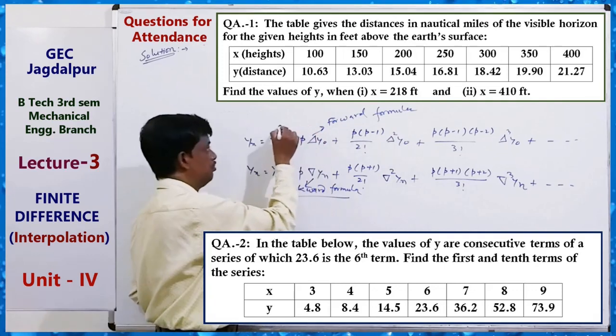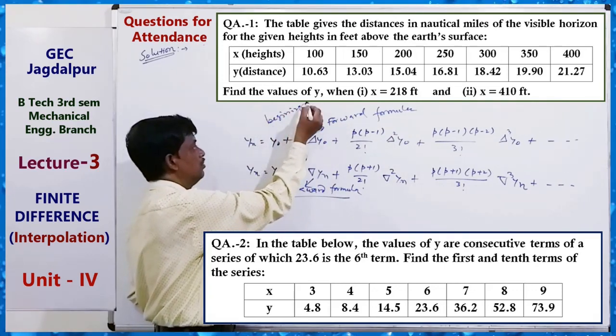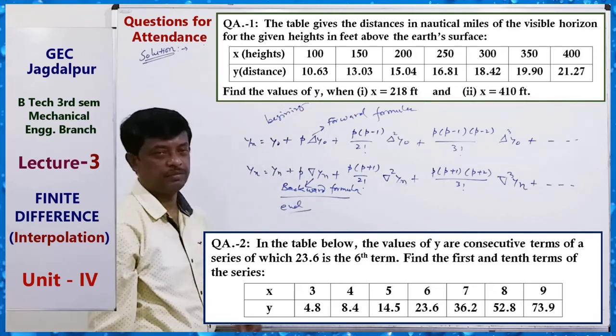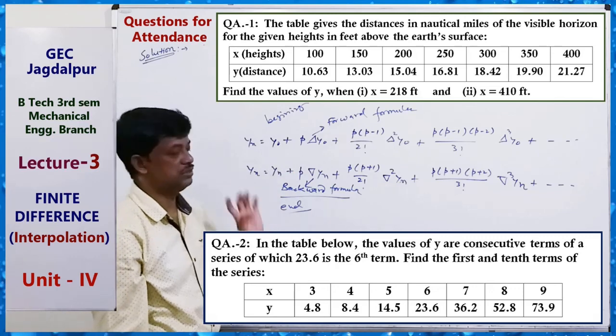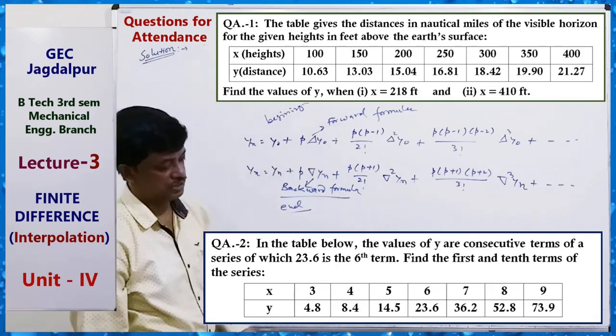Beginning of the table and end. For the beginning, use this. For the end, use this. Newton forward, Newton backward formula. And solve these two questions and send them to me.